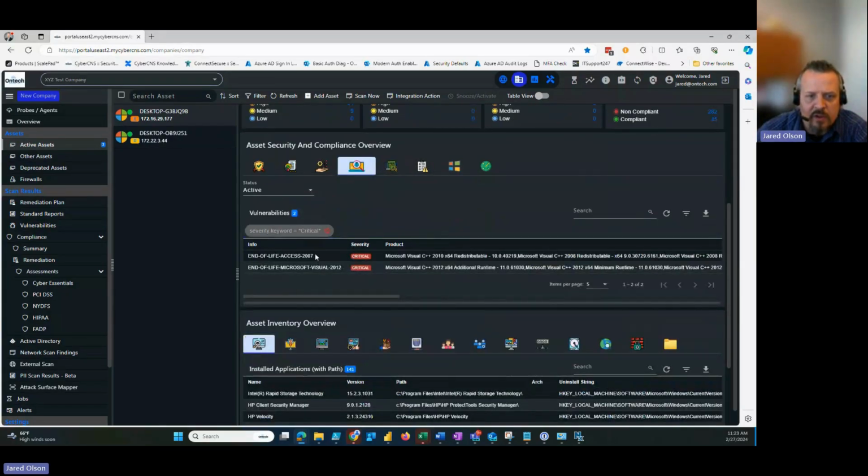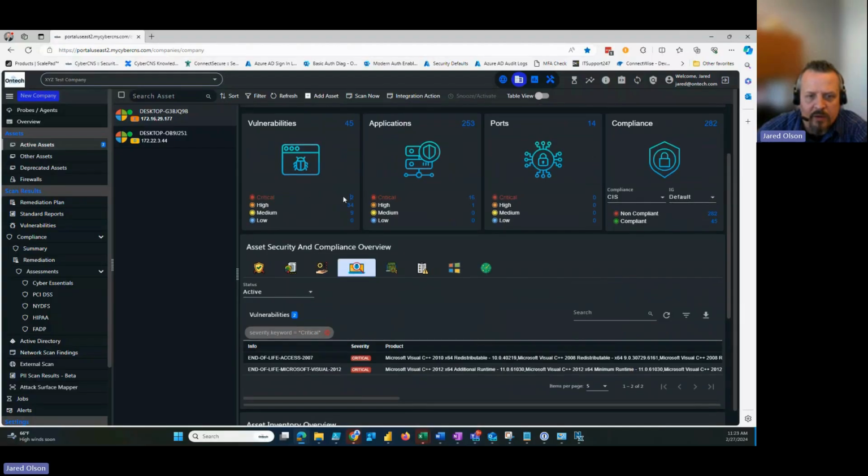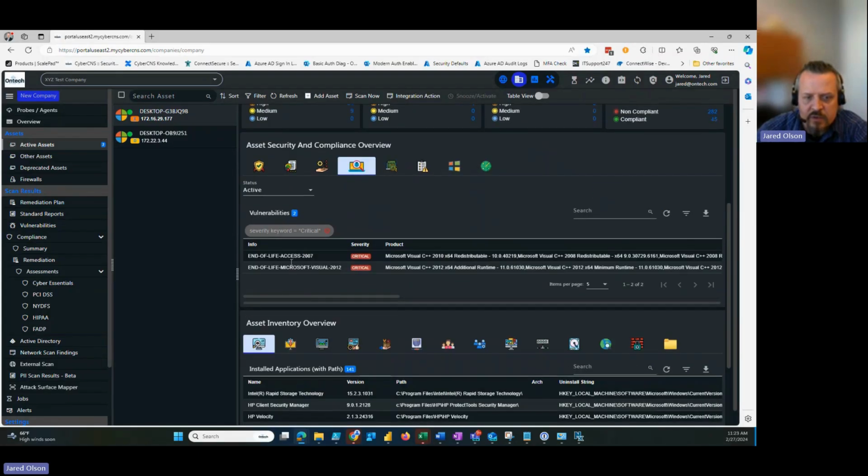So what we're talking about here is that we look by priority. What are the critical vulnerabilities on this particular asset? There's two things being called out here. One is a product called Microsoft Visual Studio. It's critical severity, and the reason why is because it's an end of life application or end of life software.